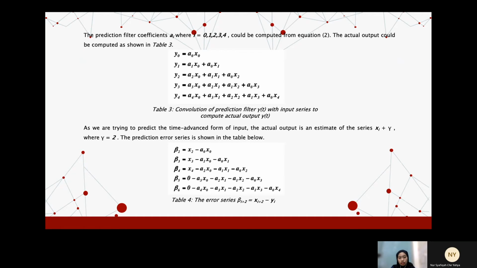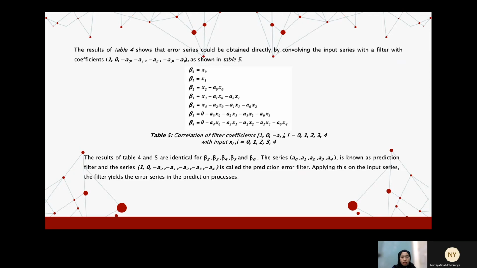As we are trying to predict the time-advanced form of the input, the actual output is an estimate of the series x(i+y), where y equals 2. The prediction error series is shown in table 4. The results of table 4 show that the error series could be obtained directly by convolving the input series with a filter with coefficients 1, 0, minus a0, negative a1, negative a2, negative a3, negative a4, as shown in table 5.